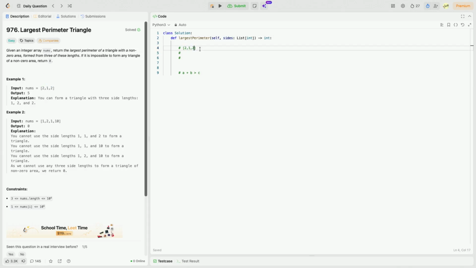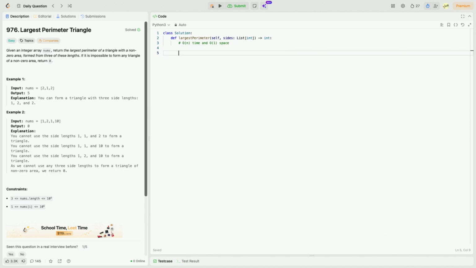So if we take the first one, we'll sort the numbers. And then we just pick the largest three, and actually the inequality holds. And we're good. So we can just add them up. Yeah, I think that would be a solution. So we would be able to implement this in n log n time and O(1) space.